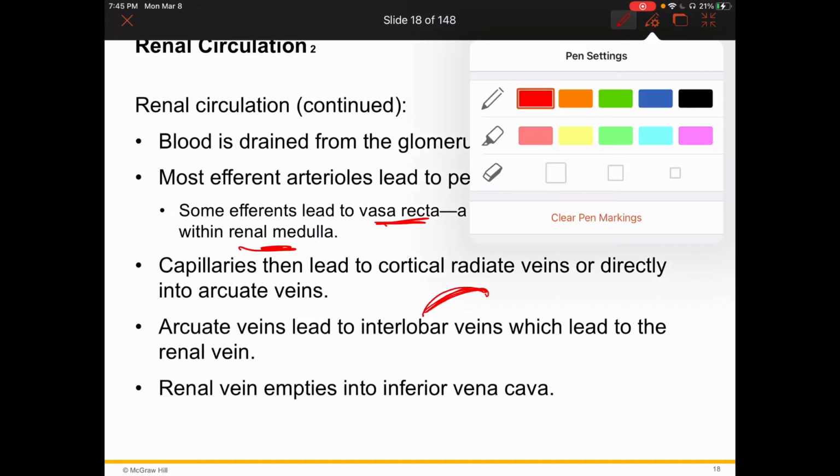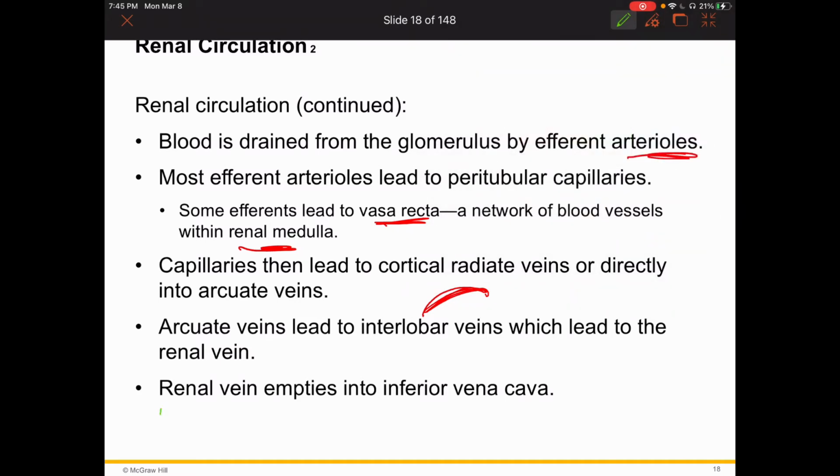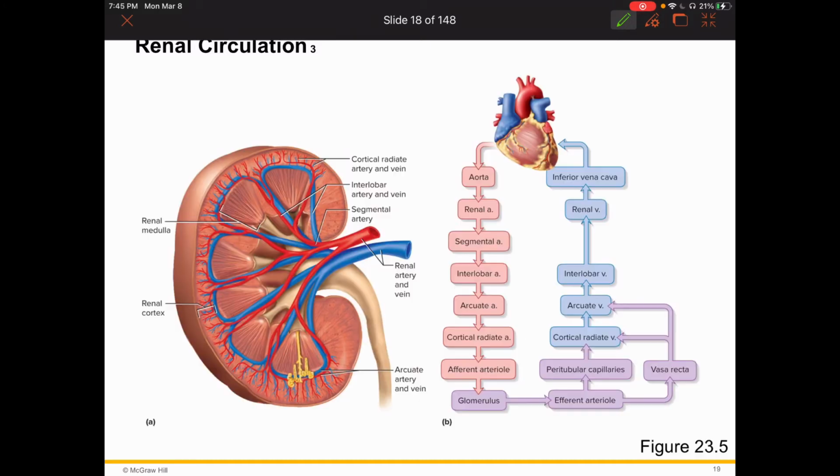I should probably switch back to me. The renal vein is going to empty directly into the vena cava. So from aorta to vena cava, that's some pretty direct stuff. No messing around with kidneys, just straight from the source back to the heart.